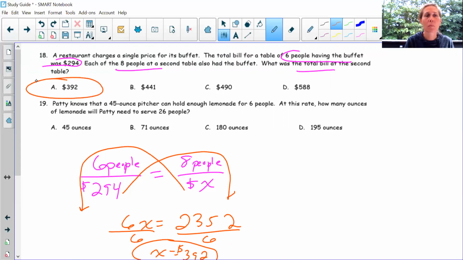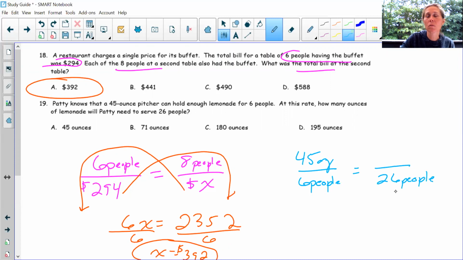Look at 19. Patty knows that a 45-ounce pitcher can hold enough lemonade for 6 people. At this rate, how many ounces of lemonade will Patty need to serve 26 people? All right, she's got a bigger party here. Miss Cassie would probably be losing her mind if I had that many people to serve. So I know 45 ounces can hold enough lemonade for 6 people. I need to know what it is for 26 people, so I need to know X, how many ounces.